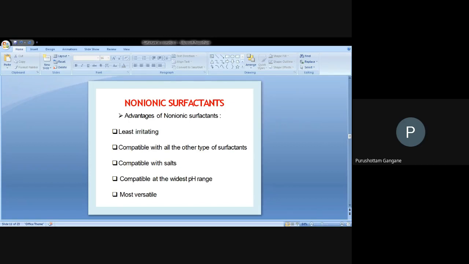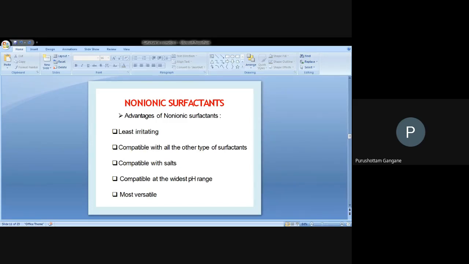It is also compatible with salts. Whether positively or negatively charged salts are used along with this non-ionic surfactant, no interaction occurs. It is compatible with the widest pH range. In various pH ranges you can use this non-ionic surfactant, but that is not the case with anionic or cationic surfactants. And it is most versatile. It can act as a wetting agent, an emulsifying agent, a foaming agent. So they have very versatile use, and in many cosmetics they can be used.